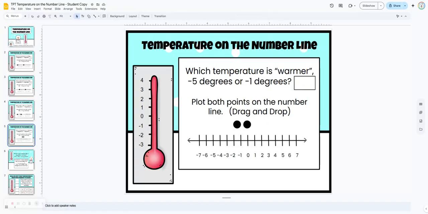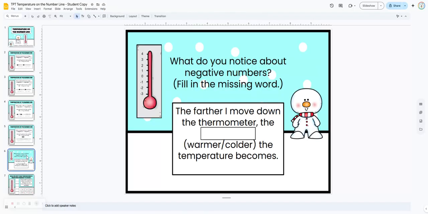Next one, which is warmer, -5 or -1. And then what do they notice about the negative numbers? The farther I move down the thermometer, is the temperature warmer or colder? So if we're moving down, it's going to be colder. So they type in colder.